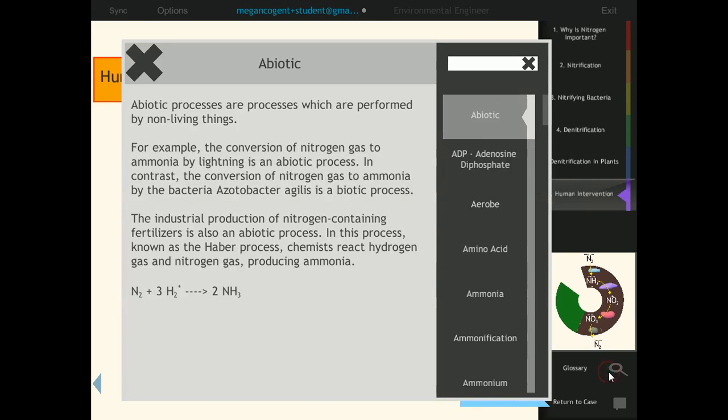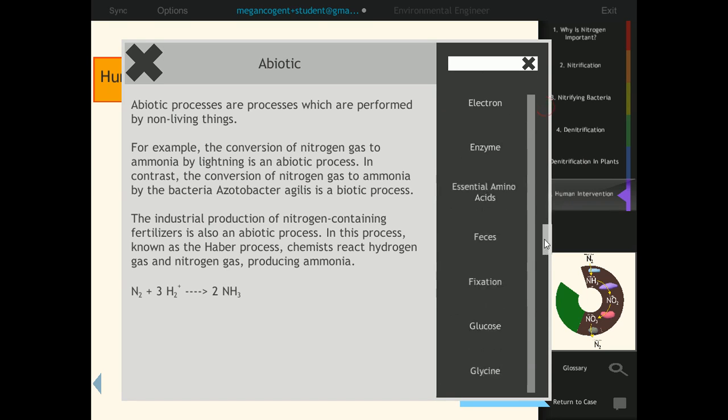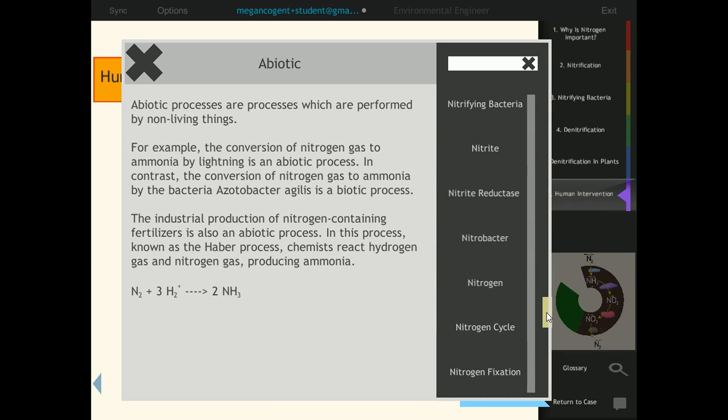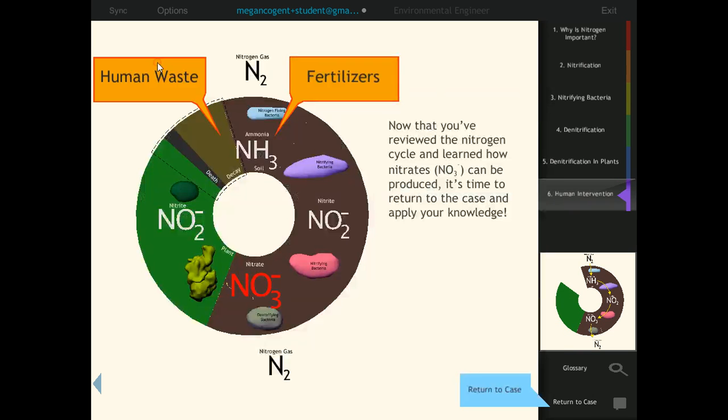There is also a scientific glossary within every single case study that they can access at any point in time. So if they need to look up the definition of abiotic, they can look that up in the glossary. We have a pretty long list here of different scientific terminology that they might not know or might need a reminder for, or if you have any ESL students that might need help with these words as well, we have that glossary in there for them.